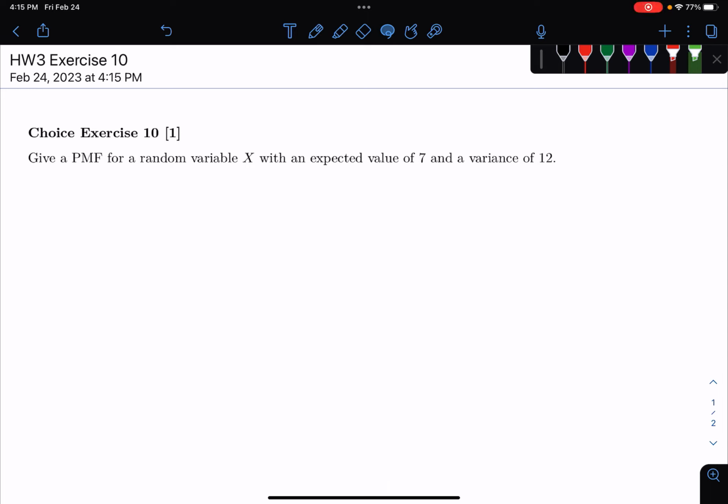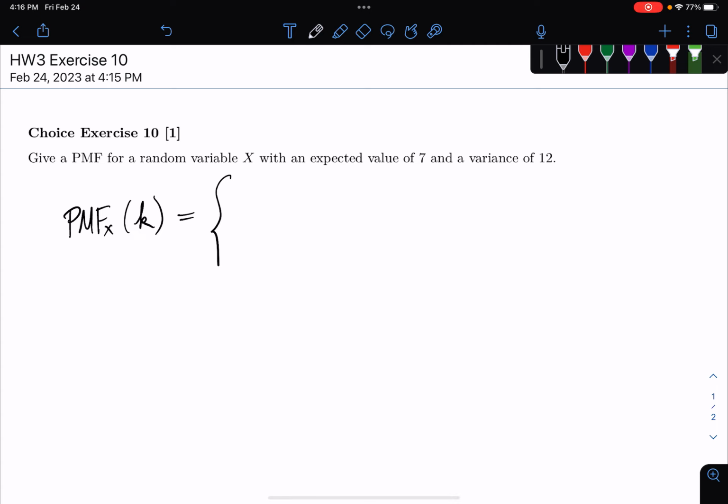Starting homework 3 exercise 10. I'm really glad that somebody asked about this one, because I think this is one where you can get yourself into trouble if you don't have quite the right idea, and with the right idea, it's not so bad. There's maybe a little bit of algebra, but it's not so bad. So here's the idea.